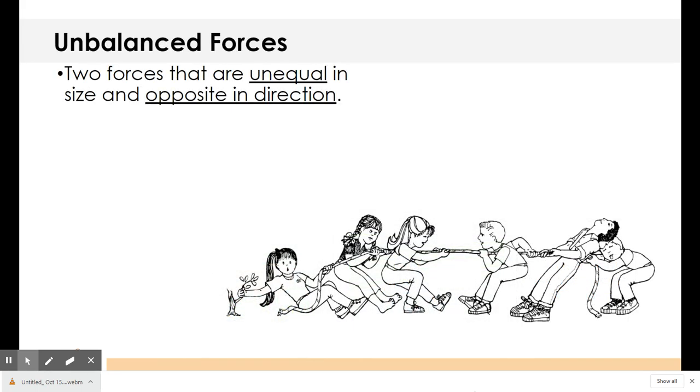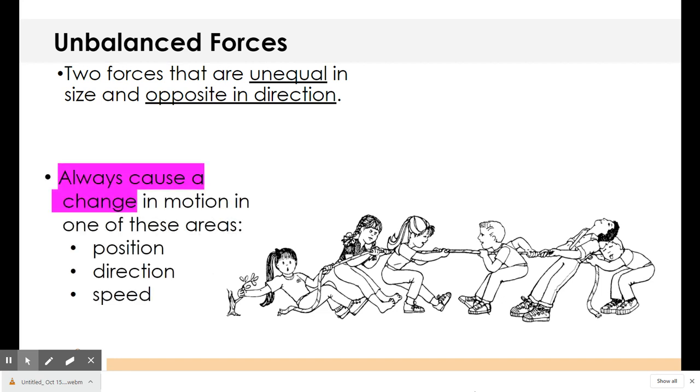Unbalanced forces, on the other hand, are when one of the forces is larger than the other. Okay. And this will always cause a change in motion. It can change the position where things are located, the direction that they're moving, or the speed at which things are moving.